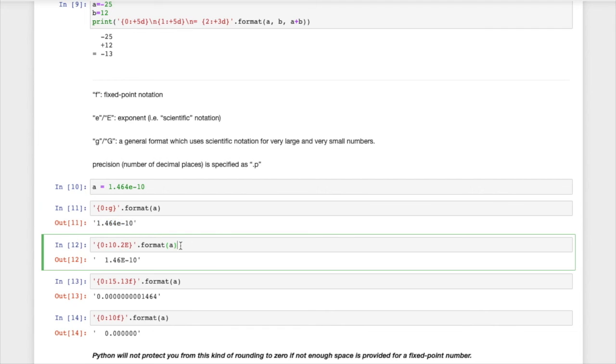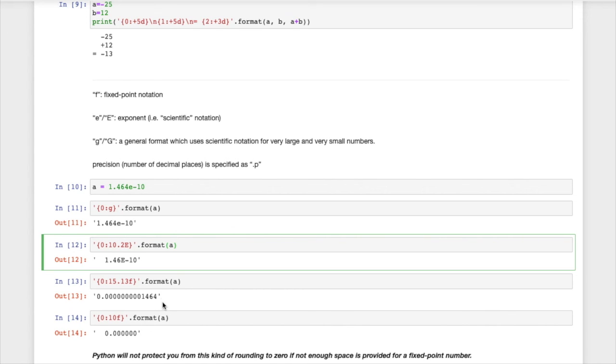Now let's try e. Now let's try formatting a with an e. We get this. Now let's try f for the same number. Now we get this as an output. There is no scientific notation used here.